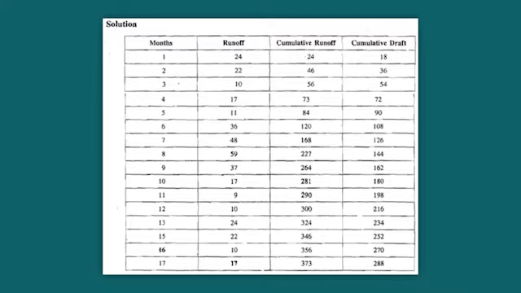For the first month, runoff is 24. In the second month, it is 24 plus the runoff of the second month, which is 22, so the total cumulative runoff is 46. In a similar way we will calculate the values for the remaining months. And the cumulative draft for the first month is 18, in the second month it is 36, and for the third month the total is 54. We will calculate the cumulative values in a similar way.